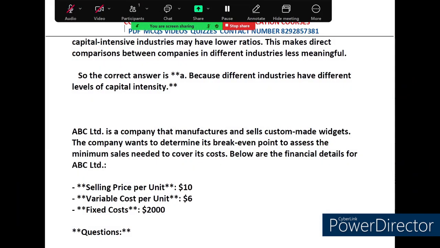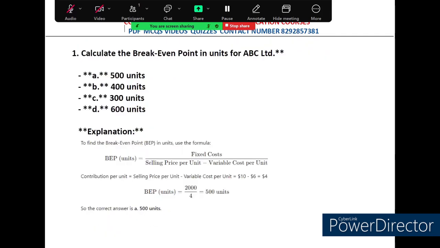Let's move on to the next case study that we have, which is related to the BEP, break even point. So let's see the question. ABC Limited manufactures and sells custom-made widgets, and they want to determine their break-even point in units. Here are the financial details given: selling price per unit is $10, variable cost per unit is $6, fixed cost is $2,000, and the question asks you to calculate the break-even point.